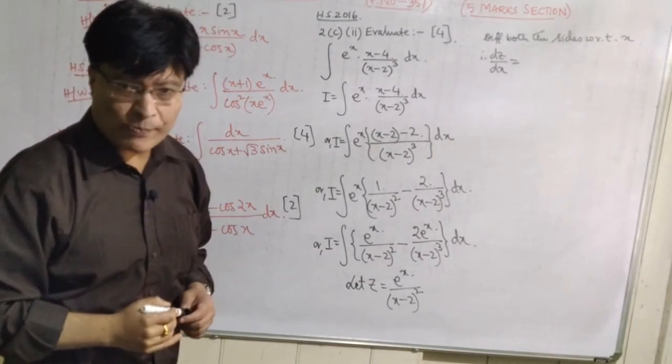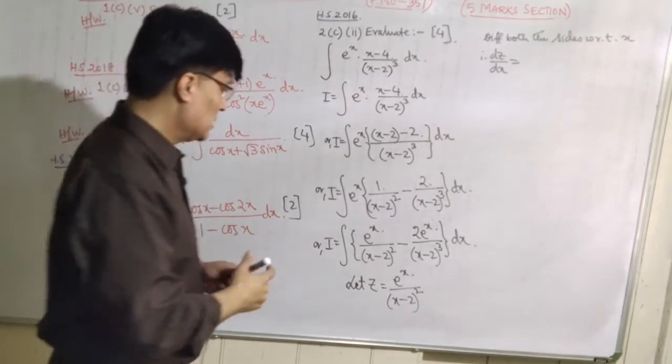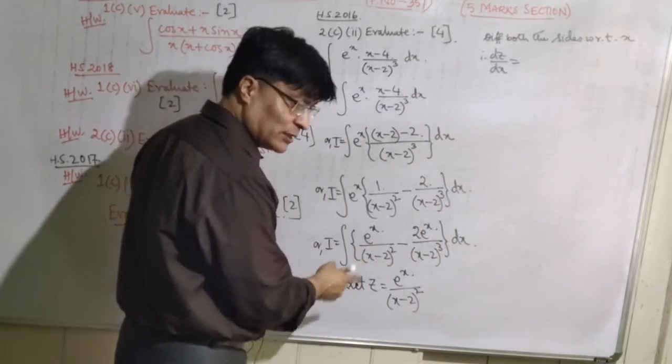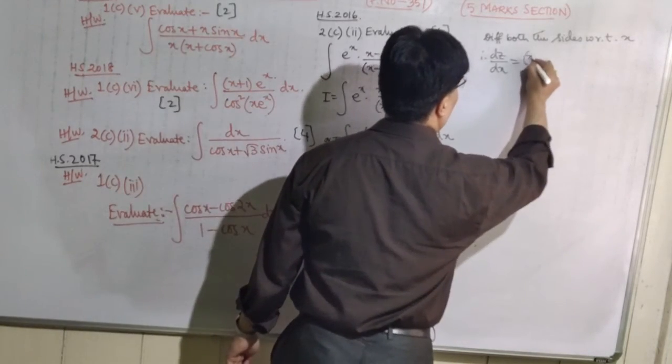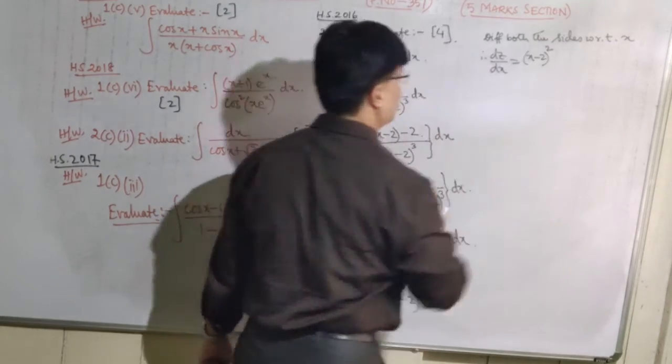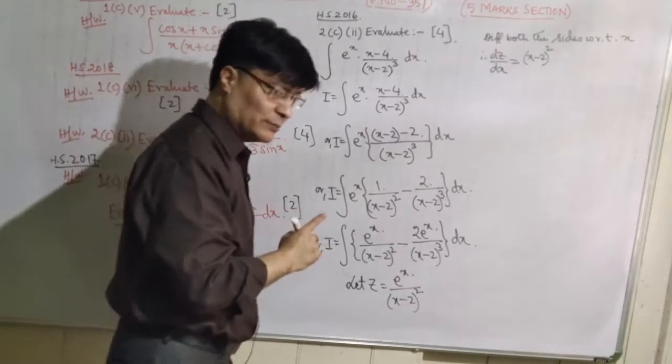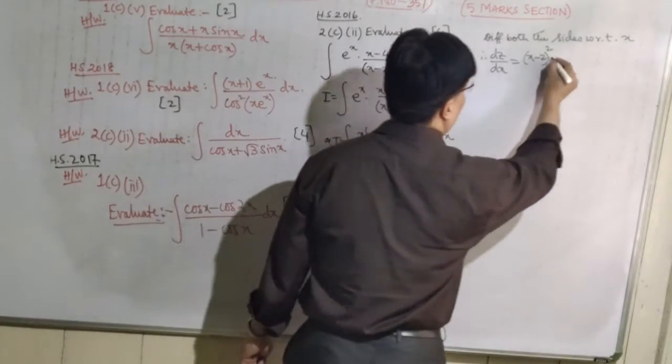U by v rule. You know U by v rule, isn't it? So what is U by v rule here? Now the denominator is kept as it is. Keeping denominator as it is, that is x minus 2 whole square. Take the differentiation of the numerator. What is the differentiation of e to the power x?